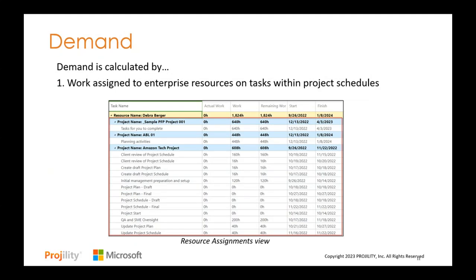Demand is calculated by the work that's assigned to the enterprise resources on tasks within the schedules. So this is an example of the resource assignment view that we'll also take a look at today, where it breaks down per resource the projects and then the tasks that they are scheduled to work on. So those specific resource assignments, along with the specific assignment details for that resource, such as the work, the dates, what's actually been done and what's been remaining.